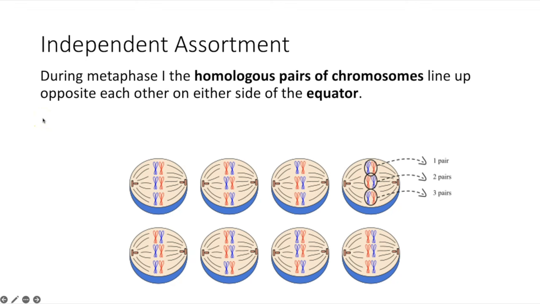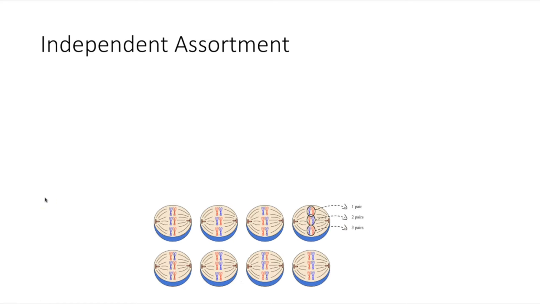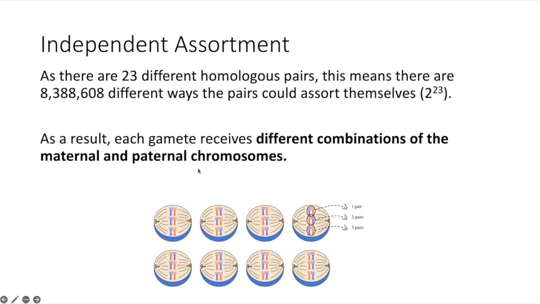Independent assortment also happens in meiosis 1, in metaphase 1, when the homologous pairs are lining up at the equator to make those bivalents. But this time the concept is that it's random which side of the equator the homologous pairs align, so whether you have the maternal or the paternal on the left or the right for all of those homologous pairs. We can see here we've got one option where you've got all of the blue on one side, all of the red on the other, but a different combination in this option, and a different combination here and there. Because it's random which side of the equator they go, you're going to end up with different combinations of maternal and paternal chromosomes in the gamete, which introduces genetic variation.